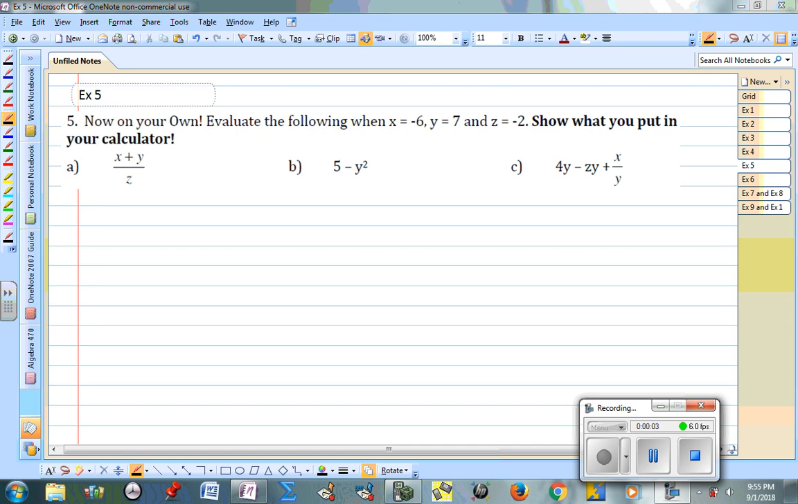Here we go, video number 2. We start with example 5. This is one for students to try on your own. So again, pause the video, work out the problems, check your answers. The solutions will appear in 5, 4, 3, 2, 1.